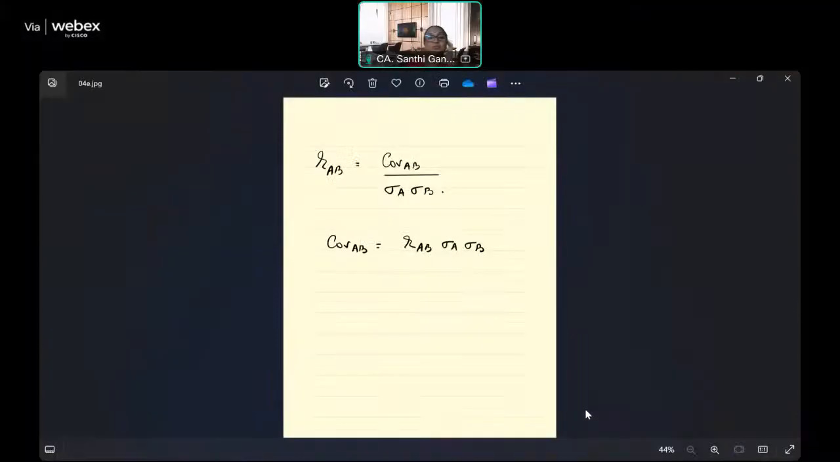Now, let us look at something else. Look at this. Correlation between A and B we want. What should we do? Covariance between A and B divided by standard deviation of A into standard deviation of B. With this, covariance of A and B is equal to correlation into standard deviation into standard deviation. These are the base things which we should know.